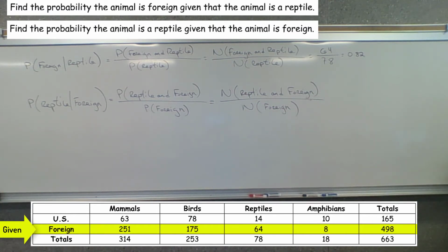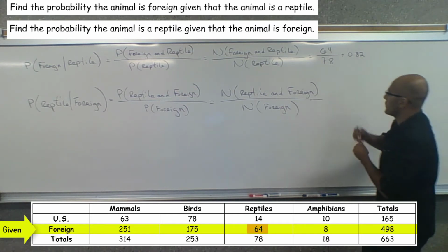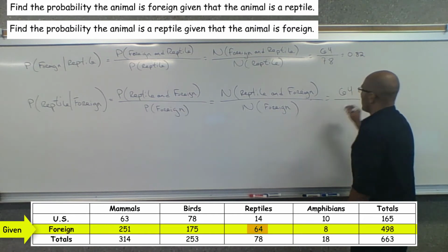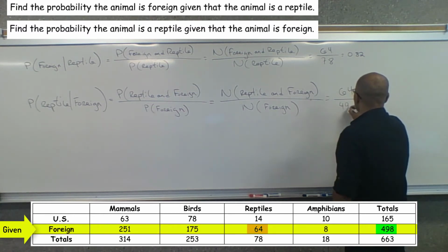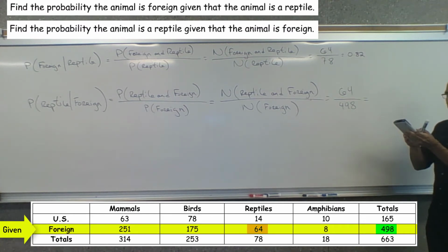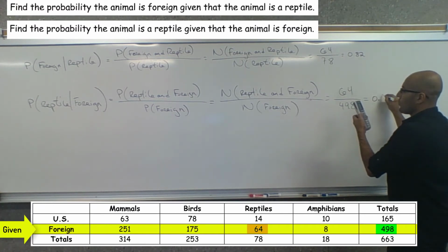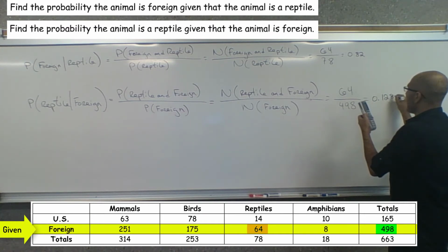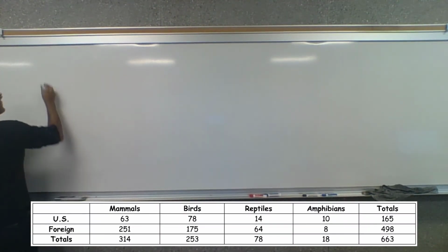Good? Questions? Okay, so now how many are in? Well, that's the same thing as over there. So this is still equal to 64 in the numerator. But now it has changed, the denominator is different. Now the denominator is going to be 498. So we do get a different answer. So it's going to be 64 divided by 498 is equal to 0.1285.